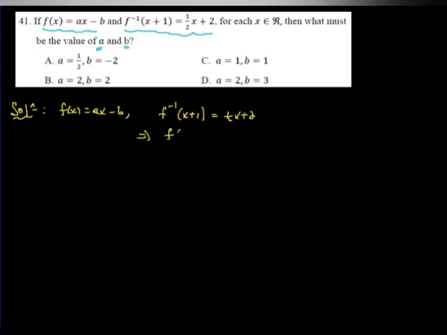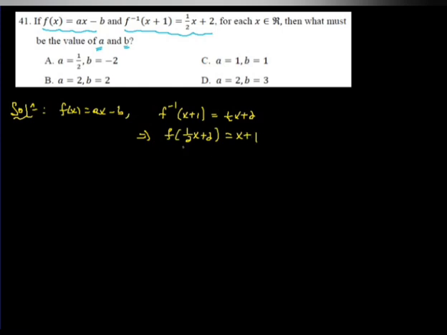If f of x is ax minus b and f inverse of (x plus 1) is half of x plus 2, for each x an element of real numbers, what must be the value of a and b? Here it is given that f of x is ax minus b and f inverse of (x plus 1) is half of x plus 2. So this implies f of (half of x plus 2) will be x plus 1.